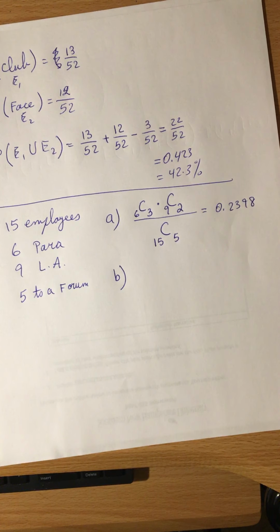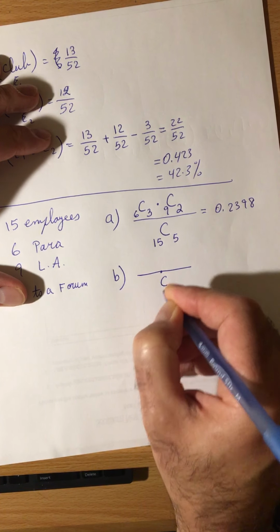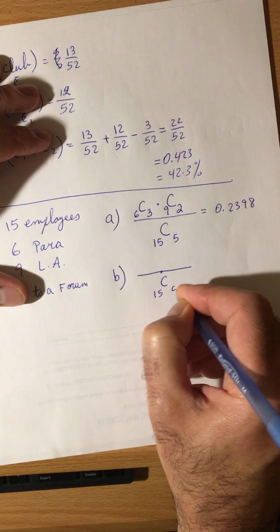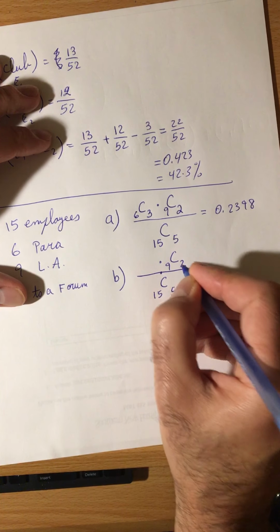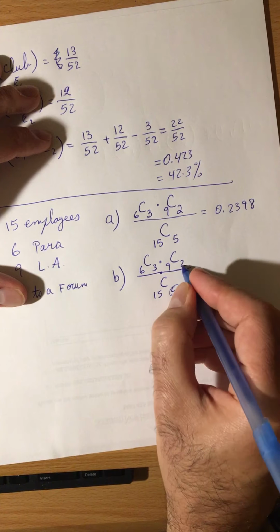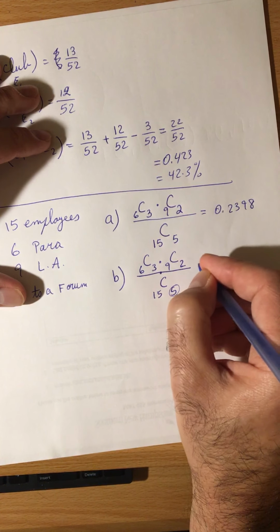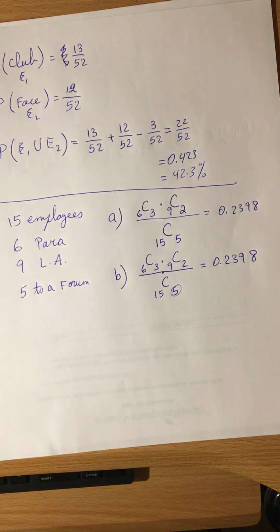Okay. Part B, sending exactly 2 legal assistants. So again, the denominator is the same. If you're sending 2 legal assistants, we have 9 of them, right? So how many paralegals are we sending? 3, because we're sending 5. 2 plus 3 is 5. So it's the same thing as part A, 0.2398. Okay? Well, I'm not doing it by hand. You can do that on your calculators.